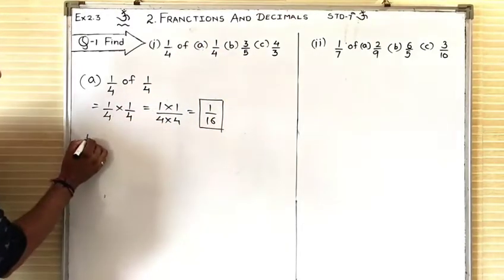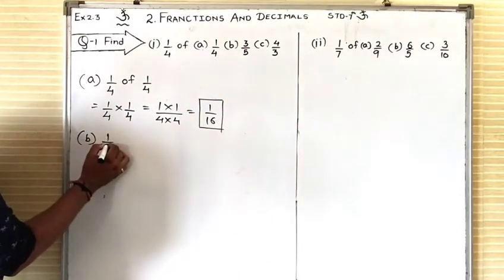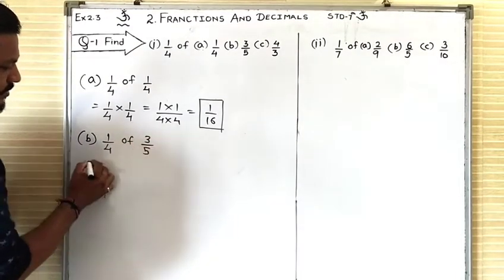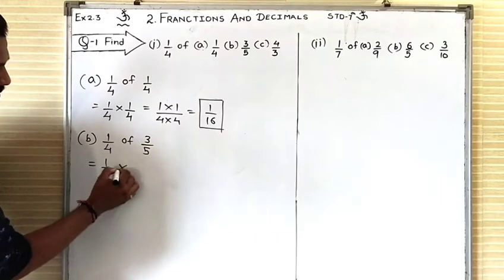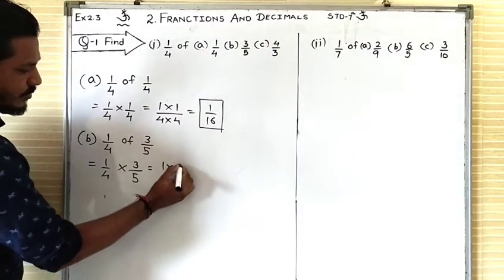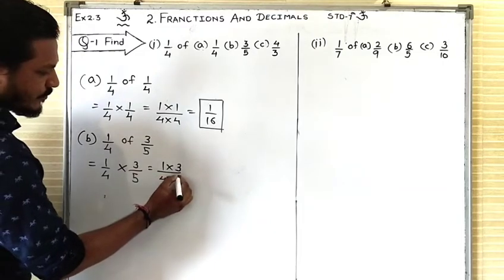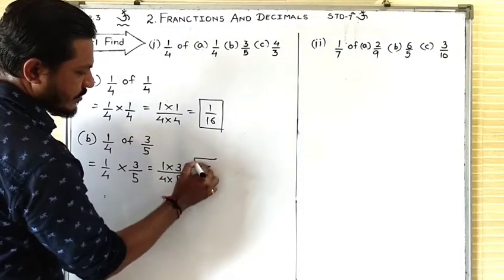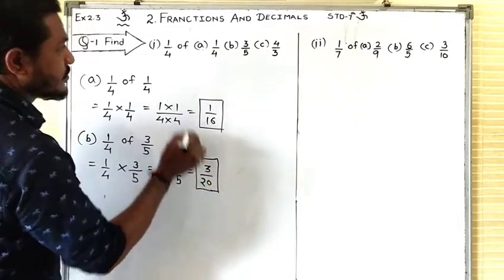Then question number B, 1/4 of 3/5. So dear student, put the multiply sign, then multiply 1 into 3 and 4 into 5. 1 3s are 3 only and 4 5s are 20. Here also not possible to reduce.